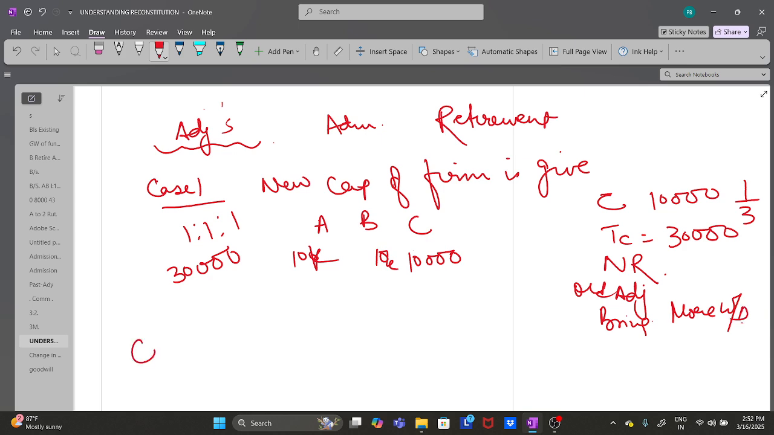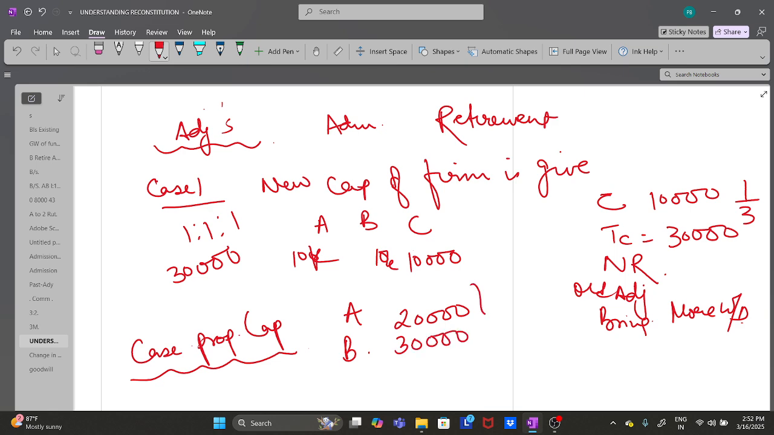Next comes the case where they bring proportionate capital. You are not given the share. They bring in proportionate capital. So when you find out adjusted capital, say adjusted capital of A is 20,000, B is 30,000. After doing all adjustments, these are their capitals. So adjusted capital is 50,000.